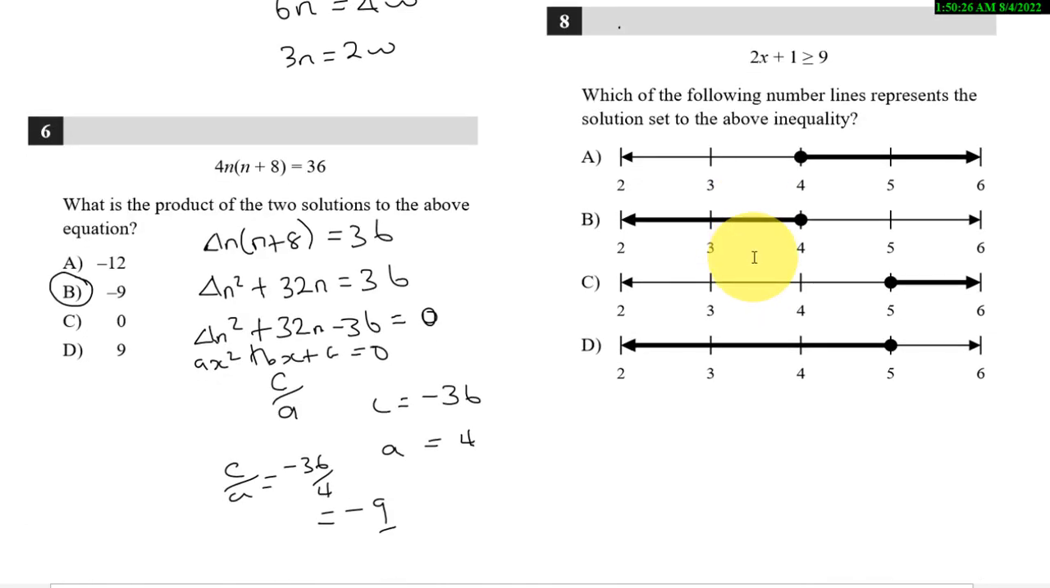Number 8. Which of the following number lines represents the solution set to the above inequality? I think this will require us to first solve the inequality, since we are talking about a solution set. So we need the inequality 2x plus 1 is greater than or equal to 9. When you solve this, it becomes 2x is greater than or equal to 9 minus 1. 2x is greater than or equal to 8. When we divide by 2 on both sides, we have x is greater than or equal to 4.